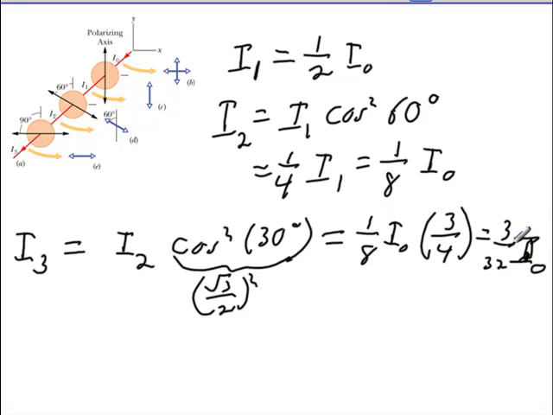Now it's a small amount, but it's definitely not 0. Putting this filter in between the other two actually allowed more light to pass through than not having it there. And I will show that demonstration for you in class. Let's talk just a bit more about why that happens.